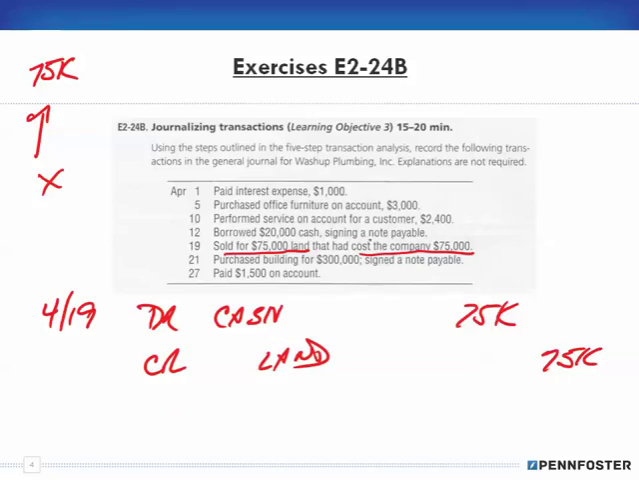But the reason why I talked about word problems is because if you read this, it said that had cost the company $75,000. Okay, that bit of information, even though it's in there, has nothing to do with making the journal entry. When you get into intermediate accounting, this is a very simple transaction, and there may be ramifications as to what the cost was, whether you're selling it at a gain or a loss, but that's beyond what we're working with right now.